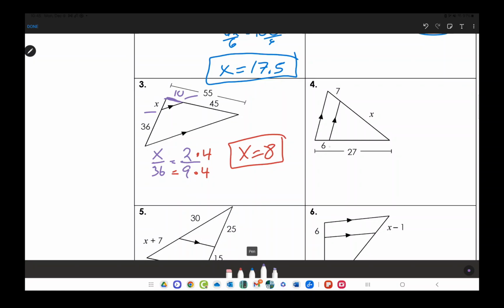So for this one, find the difference between 6 and 27 to get 21. Now 6 over 21 does reduce by 3 to give you 2 over 7. So 2 over 7 is equal to 7 over x. Now, I mean, you kind of could, since 2 times 3.5 is 7, do 7 times 3.5, which is 24.5. But if you don't want to, you can cross multiply. 49 is equal to 2x, and just divide by 2. 24.5.